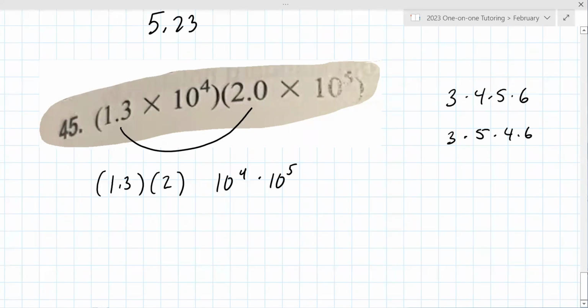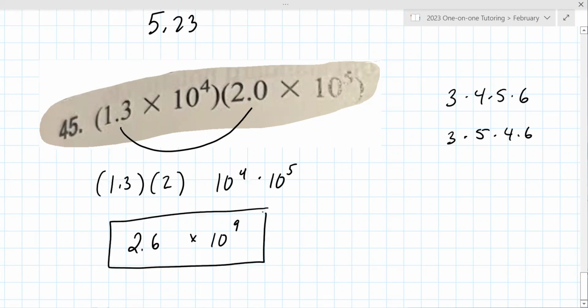Okay. So that would be 2.6 times 10 to what power? To the 9th. Yes. And is this in scientific notation? Is this number between 1 and 10? Yes. Okay, so we've got it. This is our final answer. Now my guess is for a few others we'll have to manipulate it, but this one's good.